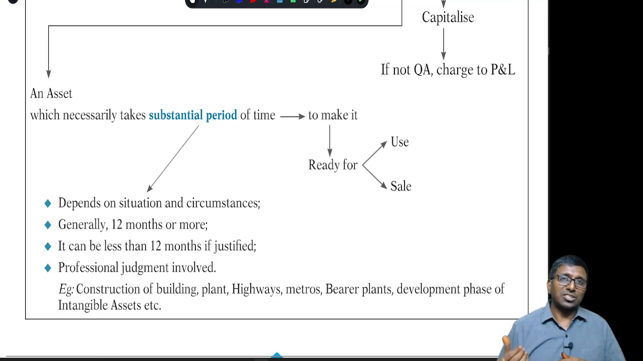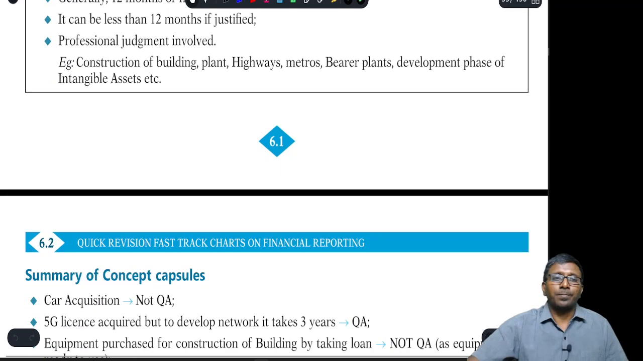What is a substantial period of time? Generally, there is no definition given in the standard. Generally, 12 months or above is taken. But if you can substantiate it, even 9 months and above is generally taken in practice. It depends on each circumstance and situation, and professional judgment is involved in this decision.